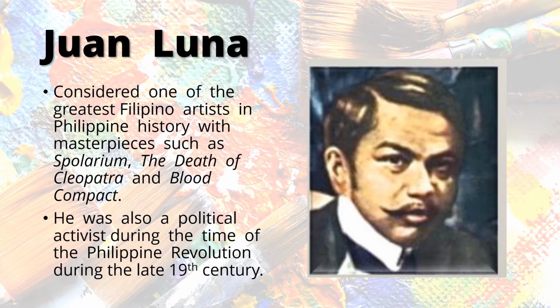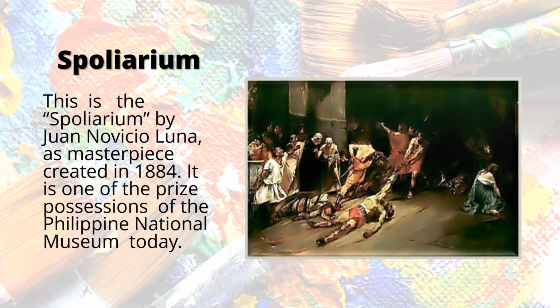So, Juan Luna was mostly known for his work as being dramatic and dynamic, focusing on romanticism and realism styles of art. So, on romanticism and realism din yung forte ni Juan Luna. So, medyo may kaparehas sila ni Fernando Amorsolo when it comes to realism style, no? So, here is an example of Juan Luna's artwork. We have here the Spoliarium. So, this is the Spoliarium by Juan Luna, a masterpiece created in 1884. It is one of the prized possessions of the Philippine National Museum today. So, ito sa mga pinaka-importante na piece of artwork na meron ng Philippine National Museum up until now.